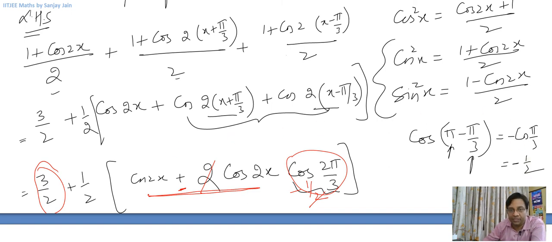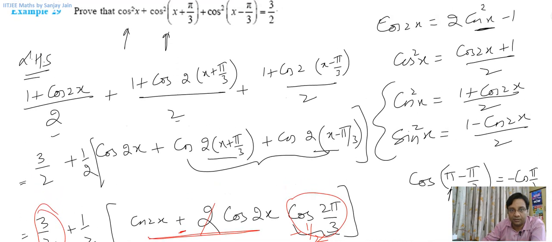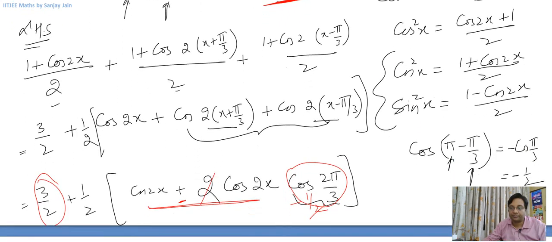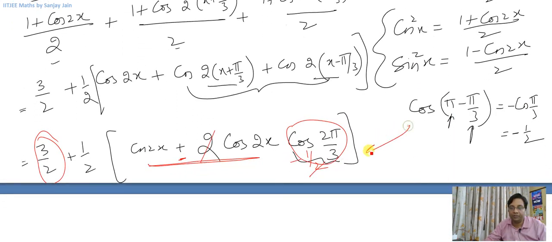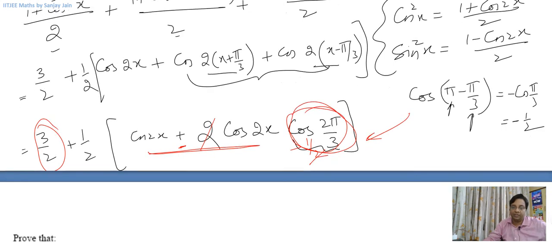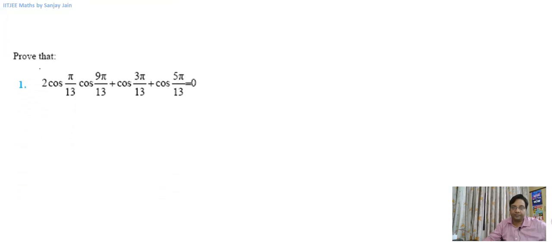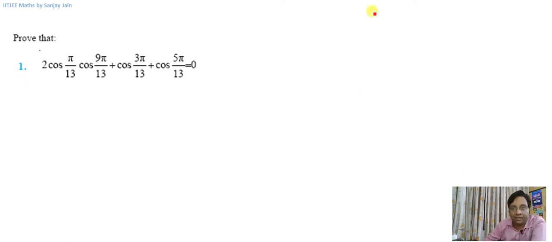So let me check what was the question. Yes, I wanted it to be equal to 3/2. Hence it is proved. Okay, I hope you understand this step. I have just replaced this value of cos 2π/3 as -1/2. Rest will follow. These terms inside the bracket will get cancelled. Okay, now let us solve these questions in the next lecture.